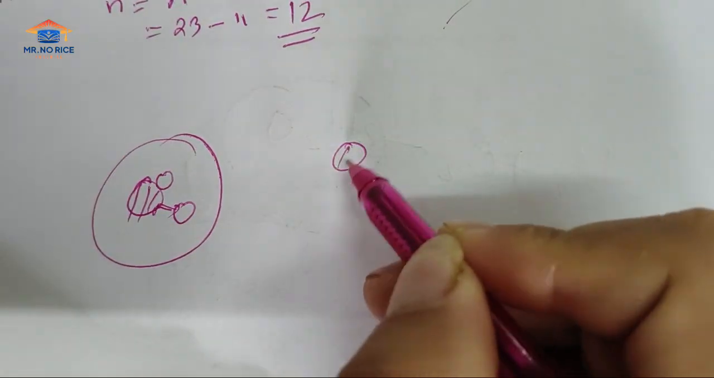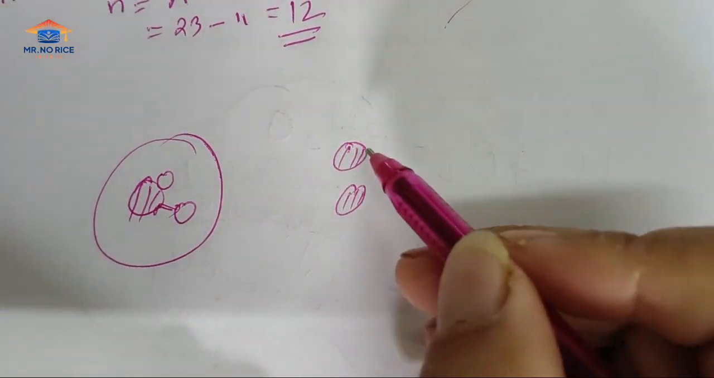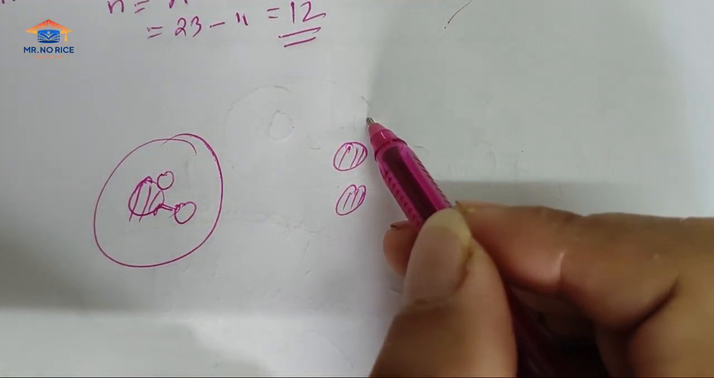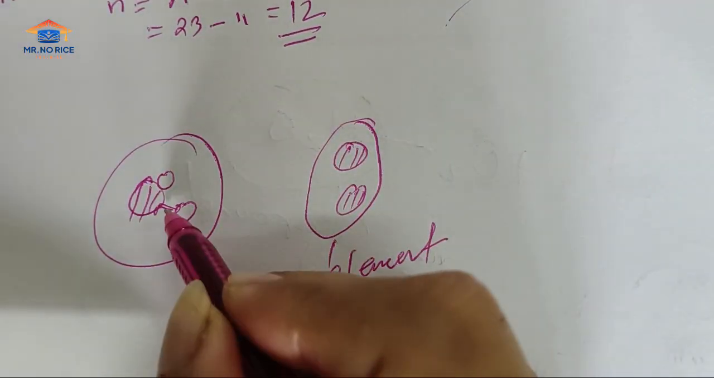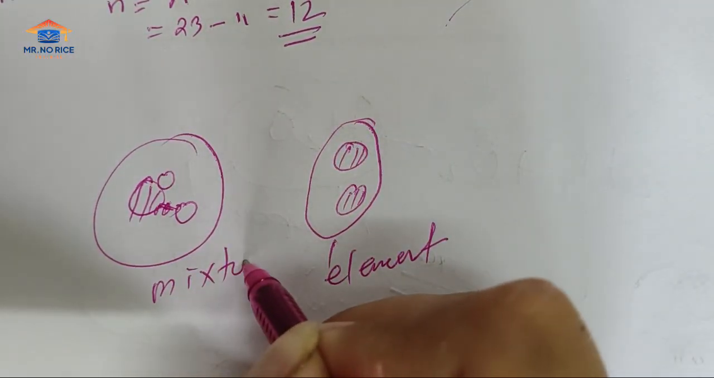So if it is an element, they will have the same type of particle like this. So similar together. These are similar elements, similar atoms. So this is an element. So this is a mixture.